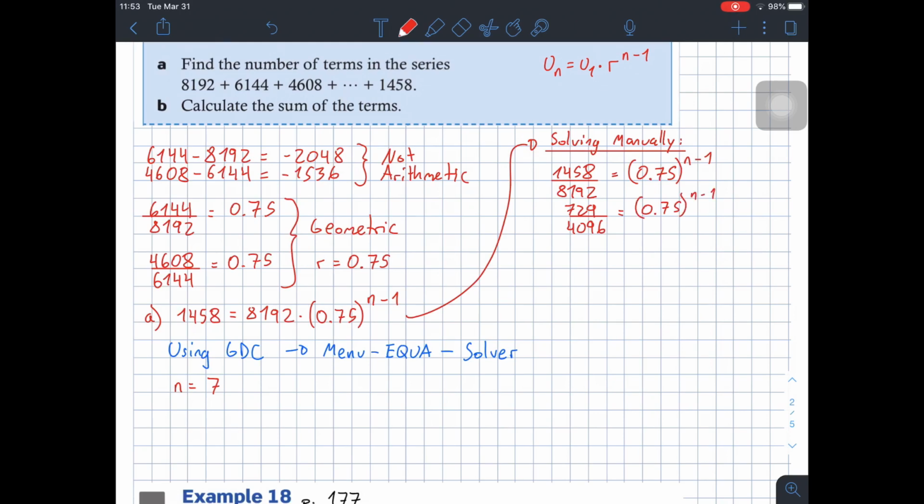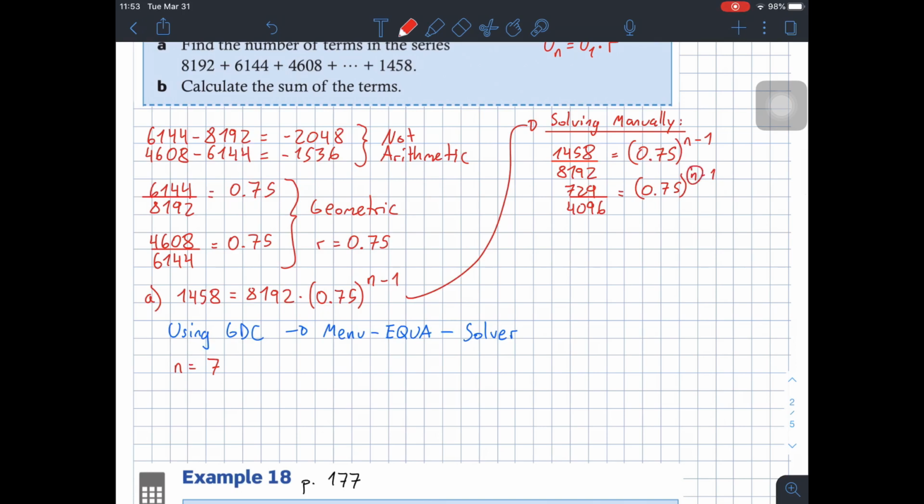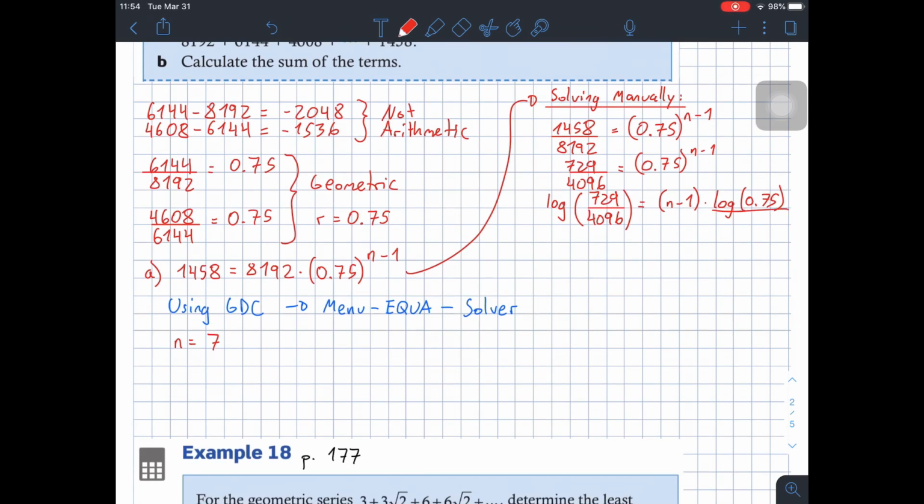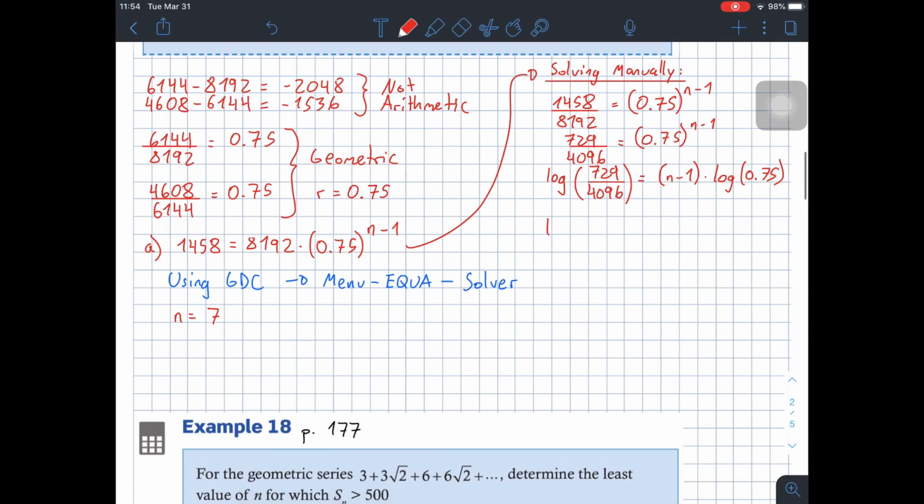Then we need to apply logarithm, right? Because we want to solve for n, which is in the exponent. So log on both sides, and we would get n minus 1 times logarithm of 0.75. Then we take this dividing to the other side. So this would be logarithm of 729 over 4096 divided by logarithm of 0.75, and this equals n minus 1.